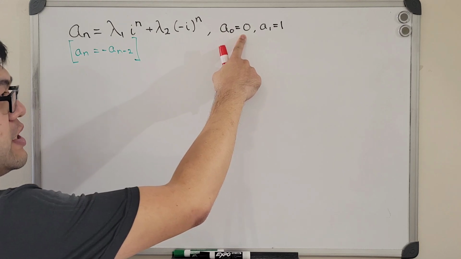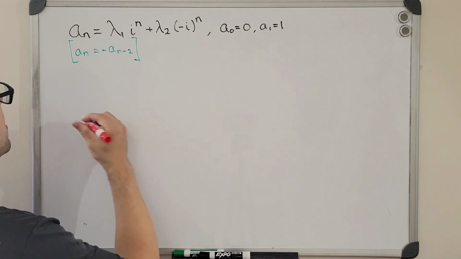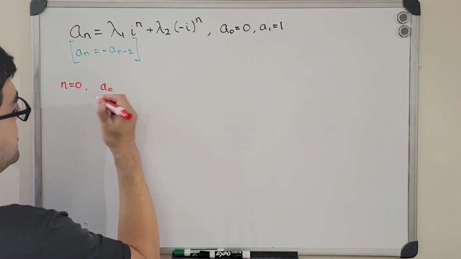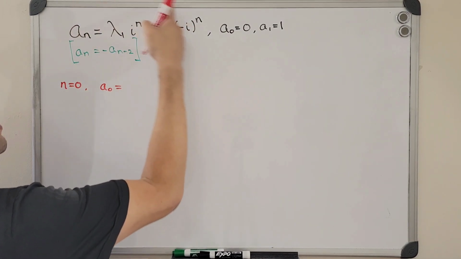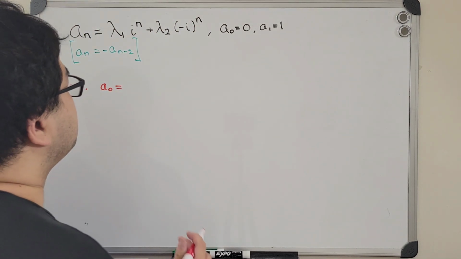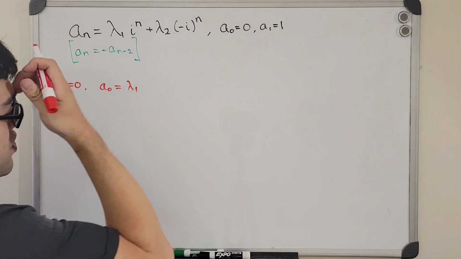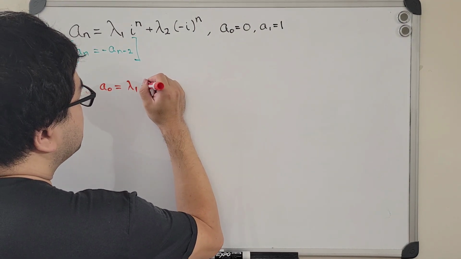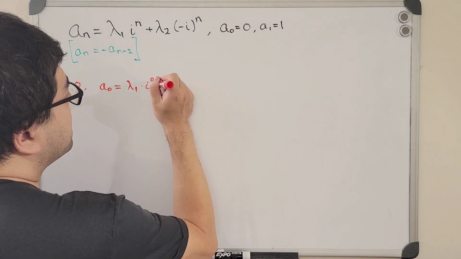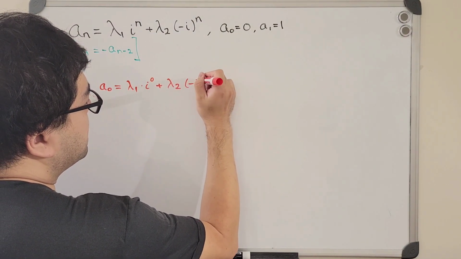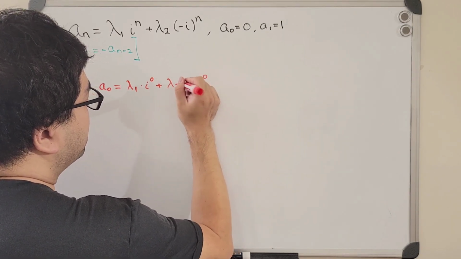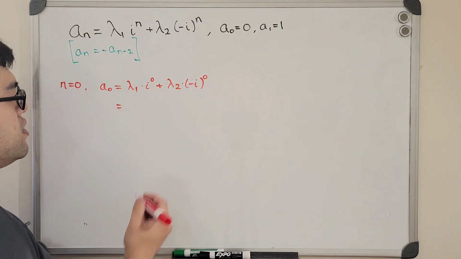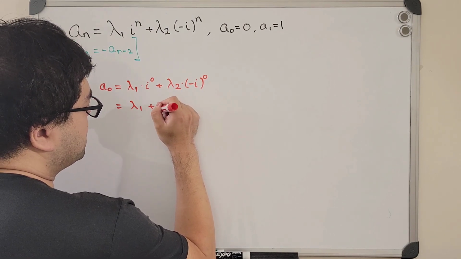For the first condition, it says a sub 0 equals 0, which means when n is equal to 0, we have a sub 0, which is a sub n, equal to, now we substitute into our general solution, lambda 1, which is a parameter that we need to find out right now, times i to the 0th power plus lambda 2 times negative i to the 0th power. And of course, i to the 0th power and negative i to the 0th power are both equal to 1, so we can just rewrite it as lambda 1 plus lambda 2.